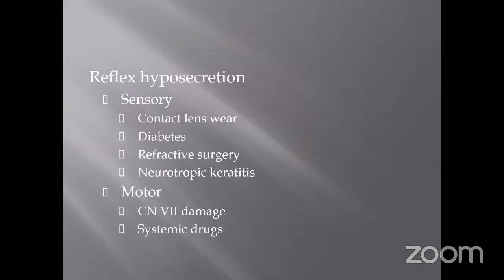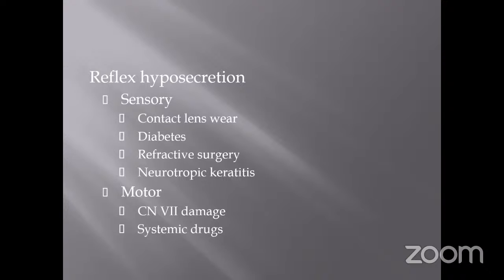What is that actually? It occurs when there is some problem with the sensations. The sensations will be reduced in conditions like when the patient is wearing contact lenses, or in conditions like diabetes, or when the patient has undergone some refractive surgery, or in neurotrophic keratitis. In these conditions the corneal sensation will be reduced. When the corneal sensation is reduced, you know that the afferent is the trigeminal nerve. So the reflex secretion is not working. So again, there will be a deficiency of tears.